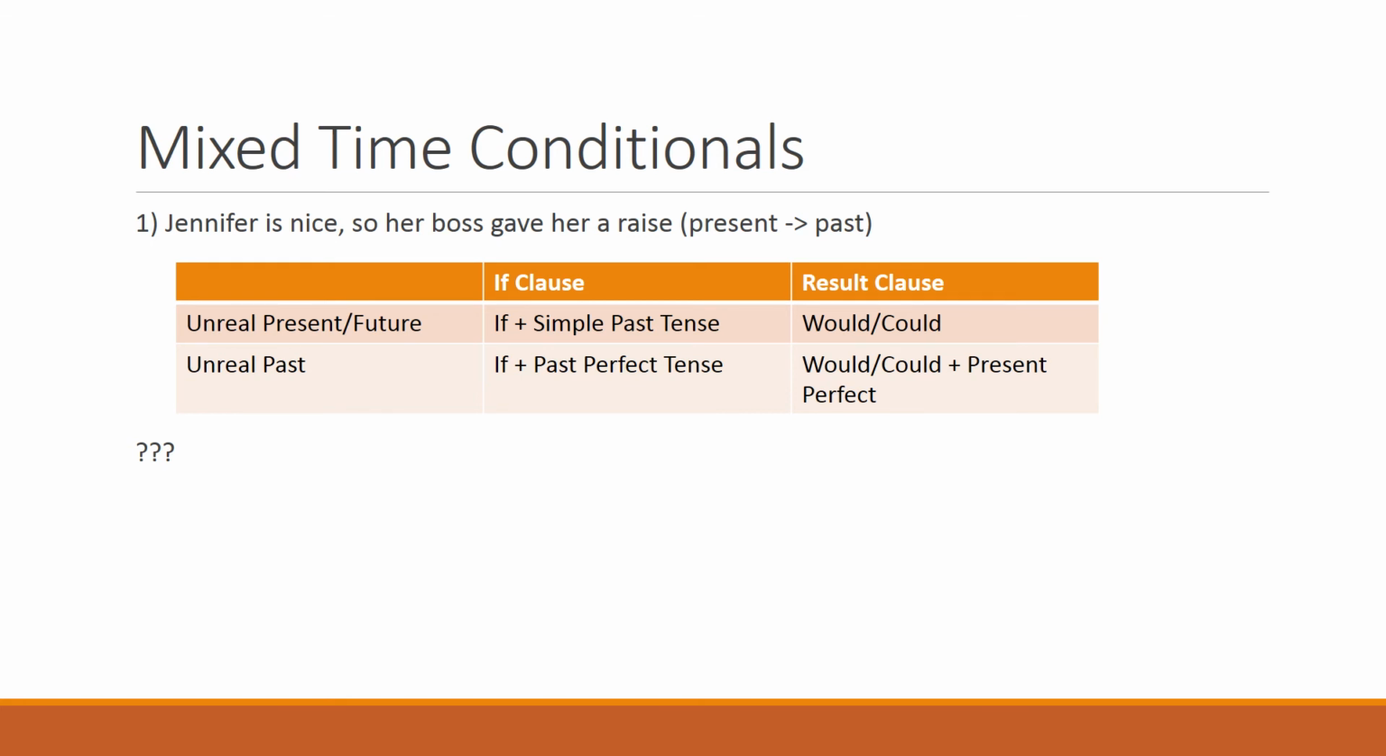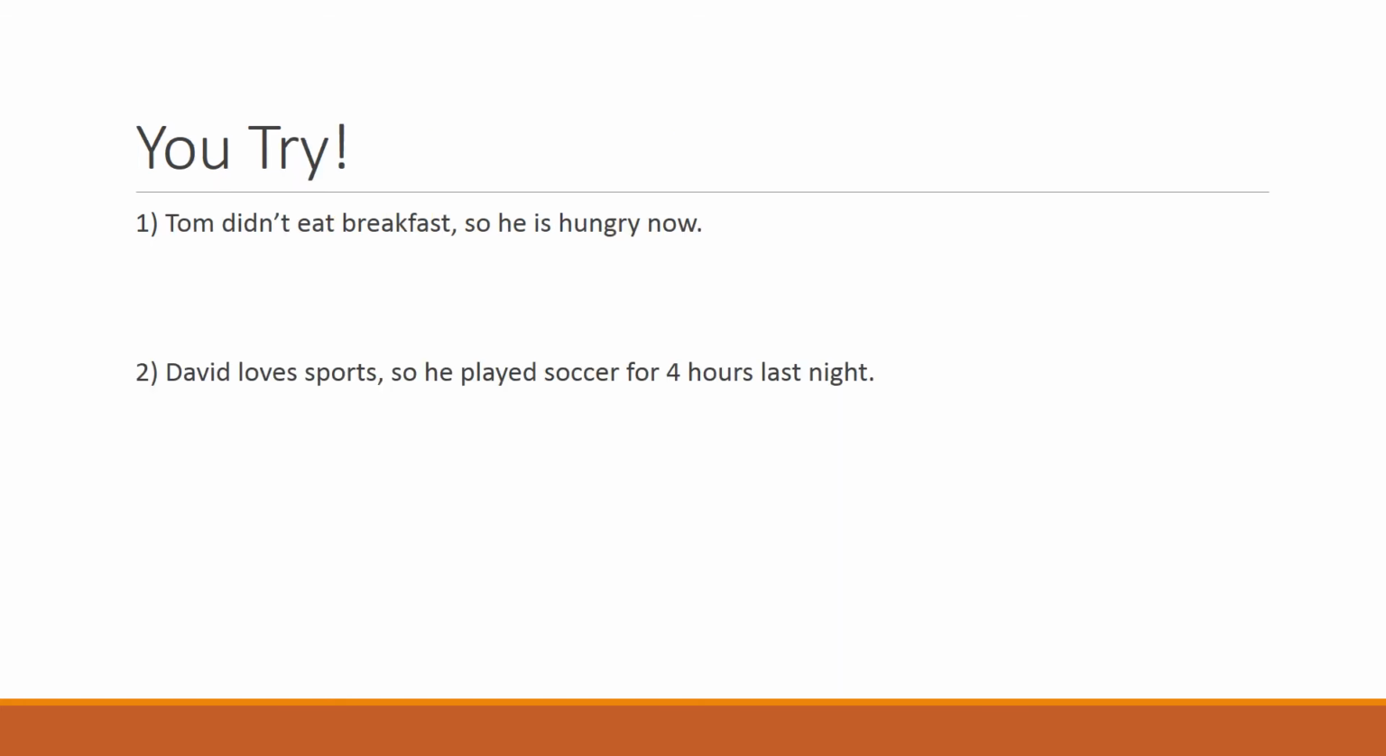All right, so let's have you try these two sentences. You might want to pause, as I'm going to give you the answer. Tom didn't eat breakfast, so he's hungry now. The answer is, if Tom had eaten breakfast, he wouldn't be hungry now. Let me say that again. If Tom had eaten breakfast, he wouldn't be hungry now.